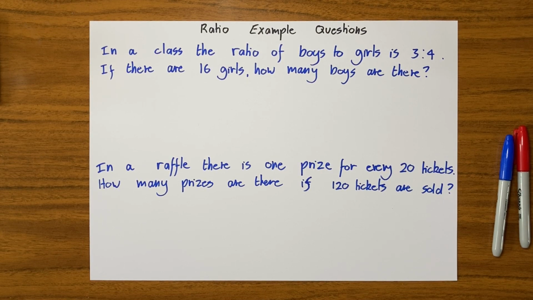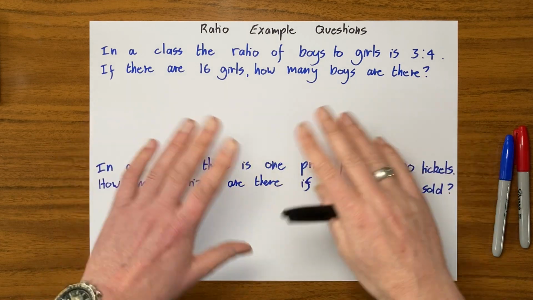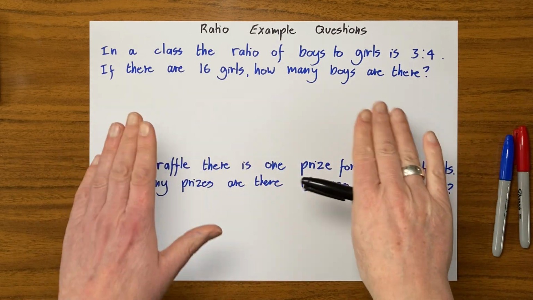Hello, here I'm going to look at some example questions which involve ratios and show you how to go about solving them. So do have a look in my video about what a ratio actually is, and anyway, let's get cracking. So a ratio is when we split something up into two or more groups and we compare the groups.